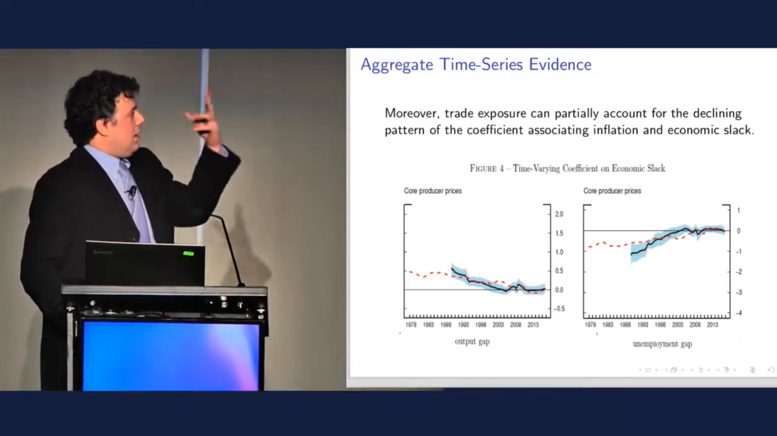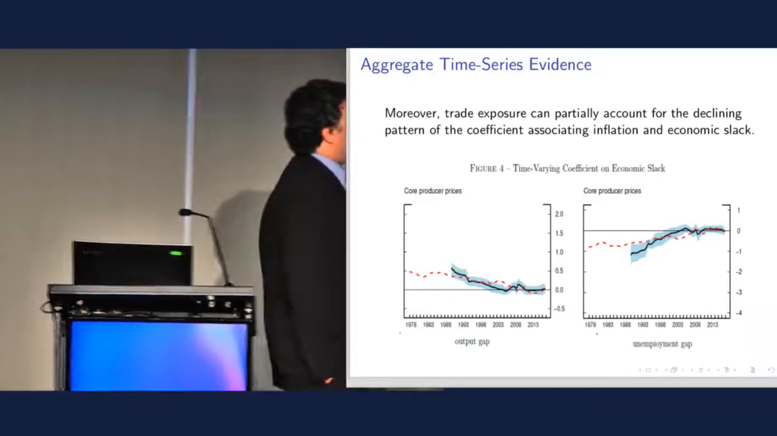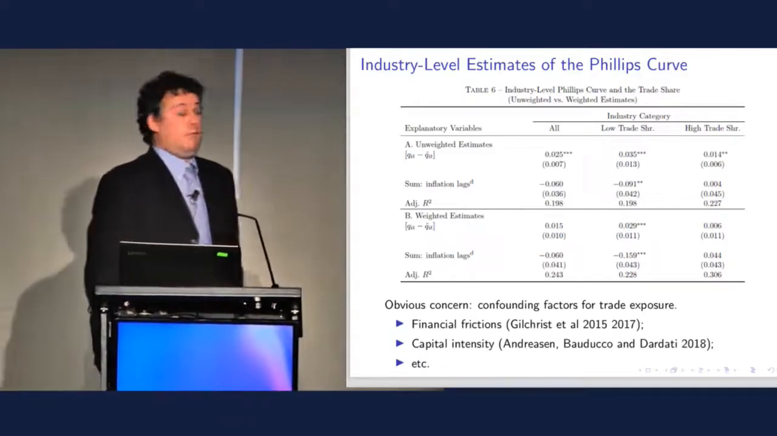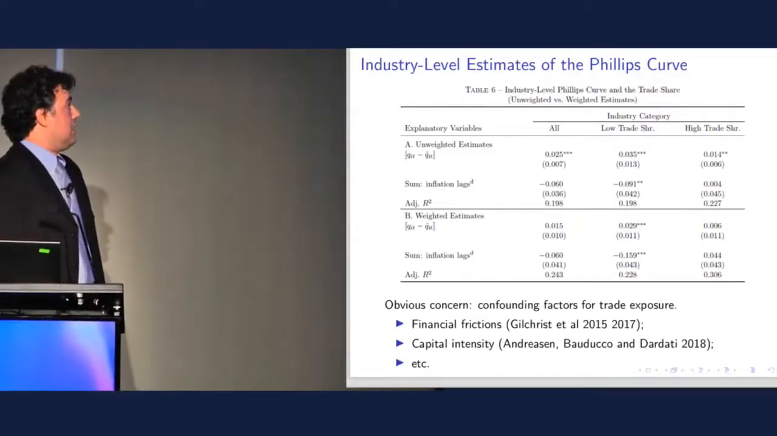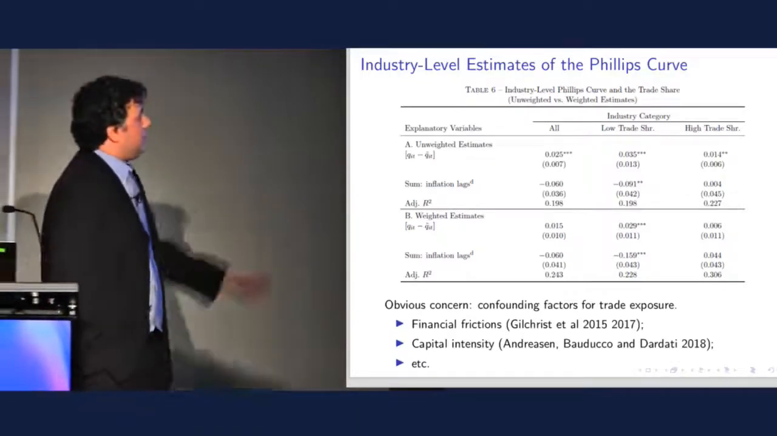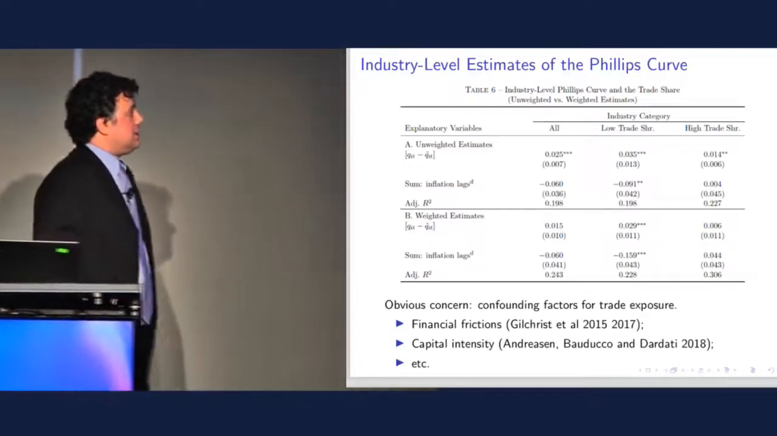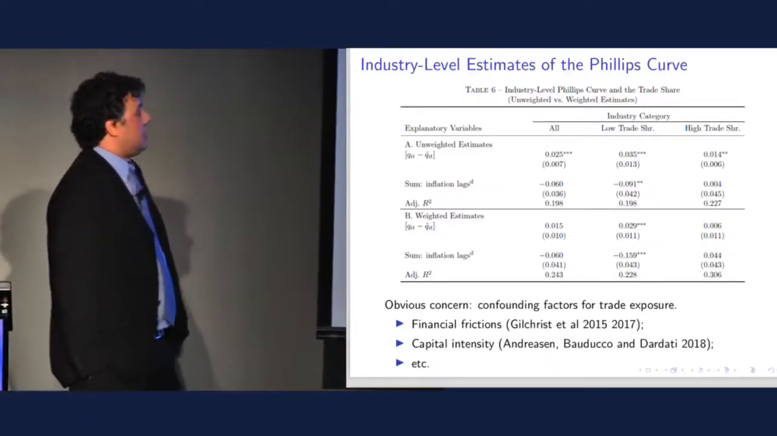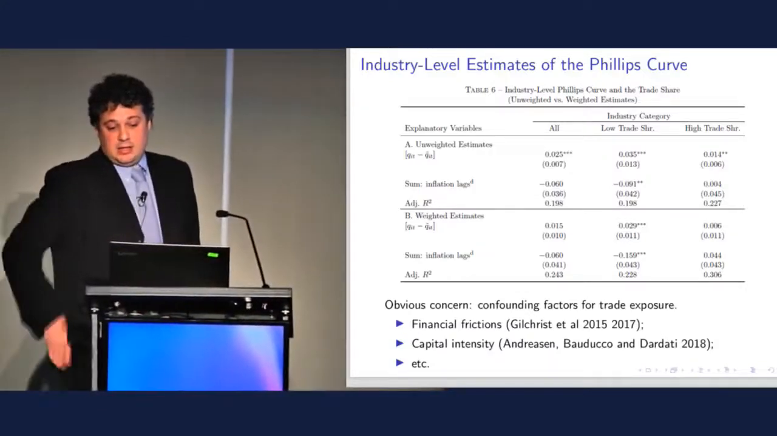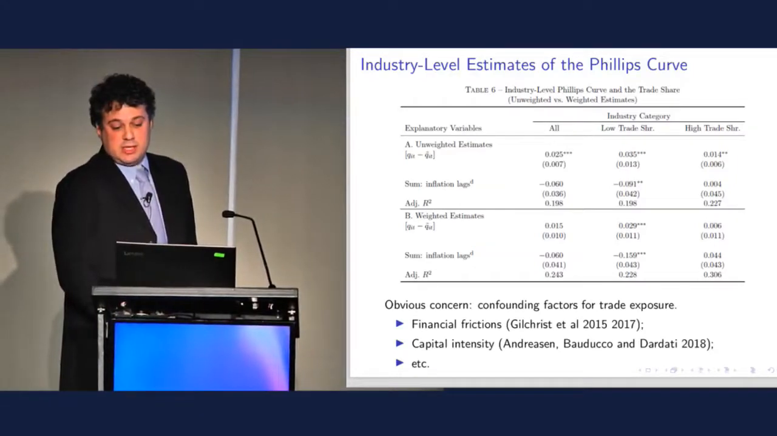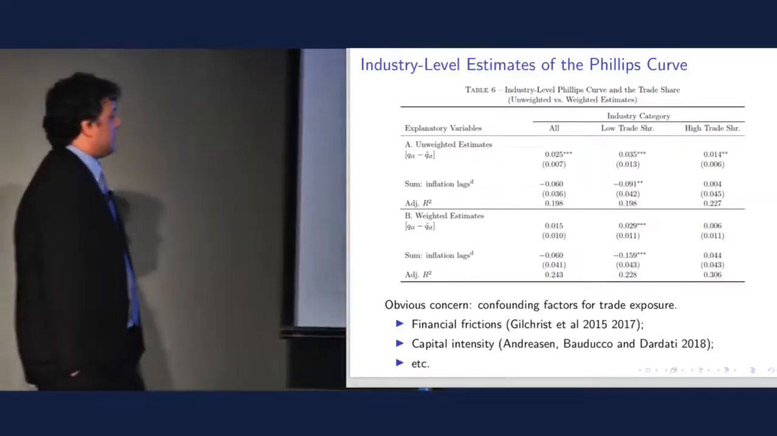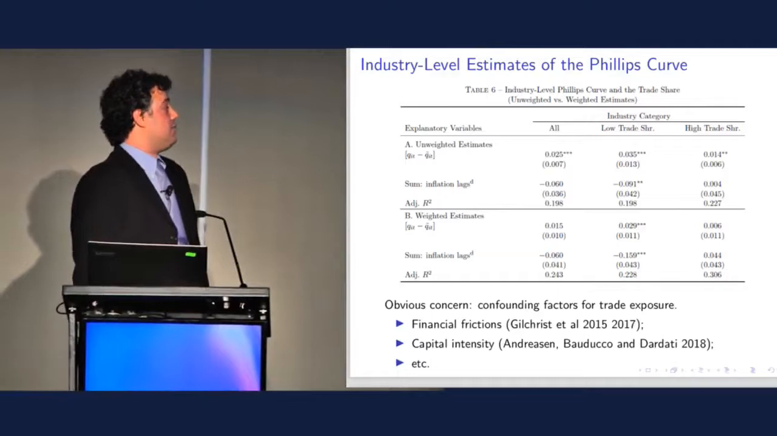So to provide a more robust assessment of the problem, they estimate some industry-level Phillips curves. So it's basically a panel estimation of the Phillips curve. And then once they split the sample between low trade share and high trade share, they find that among the high trade share industries, the Phillips curve is flatter. So the obvious concern here is about potential confounding factors for trade exposure.